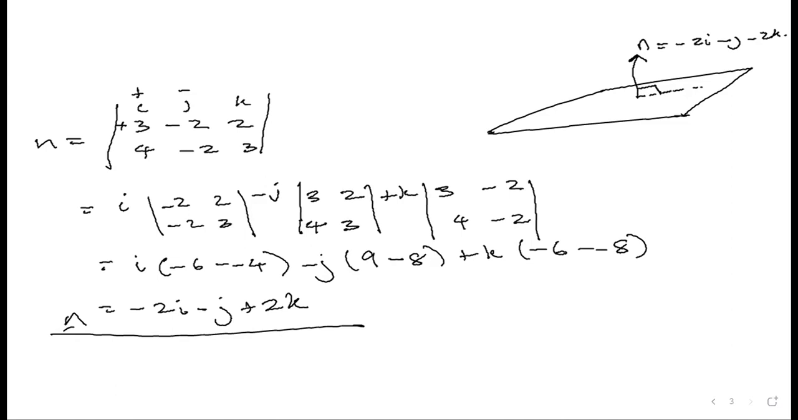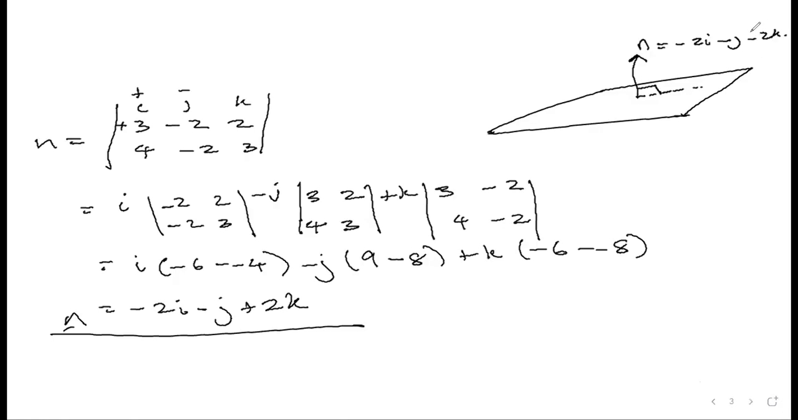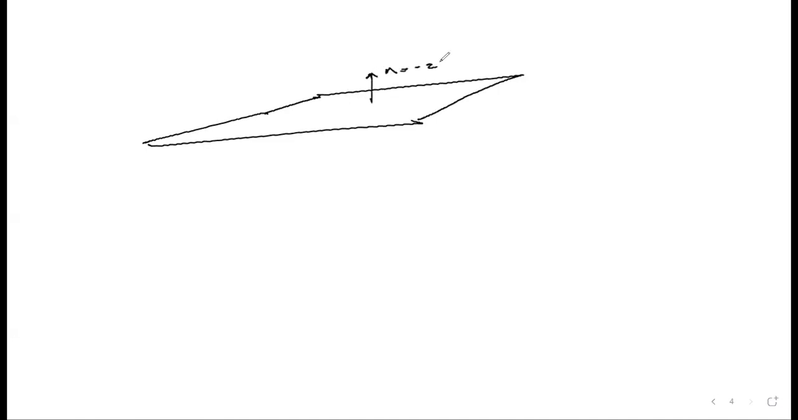So now the next step that we are going to go to is I want us to consider... We're back to our plane again, and we say that we have a normal n, -2i minus j plus 2k.